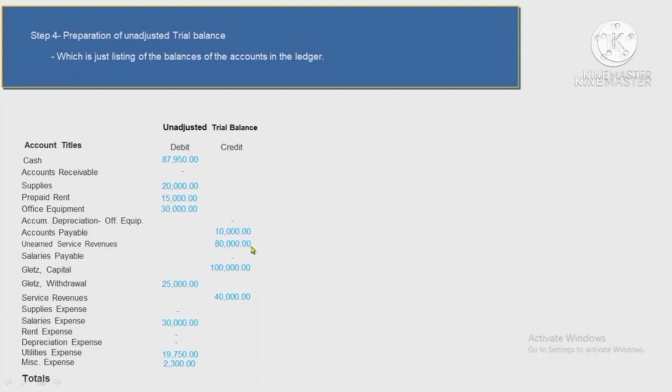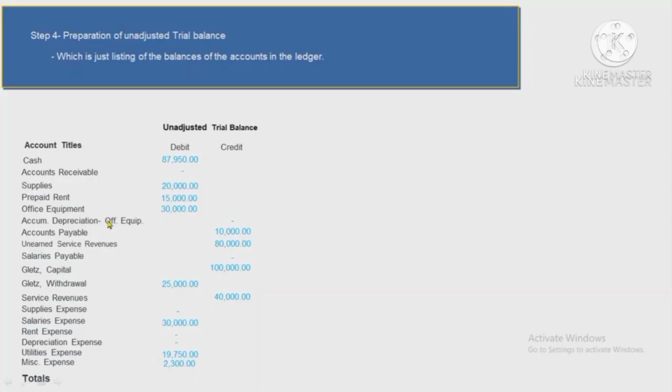On the credits, we have accounts payable of 10,000, unearned service revenues of 80,000, and Gletzmar capital of 100,000. We also have credit on the service revenues of 40,000. And if you noticed, accounts receivable, accumulated depreciation, and other accounts are still zero, since they were not yet used in these journal entries.